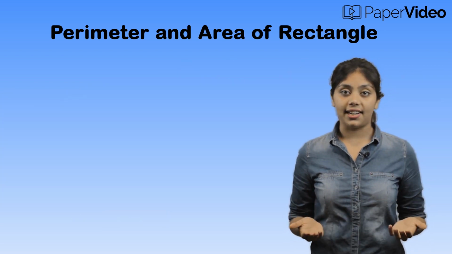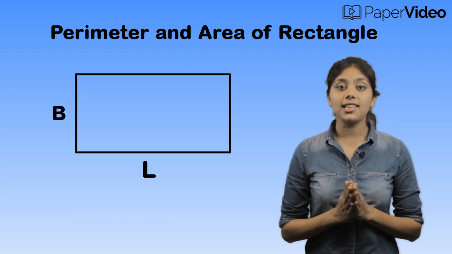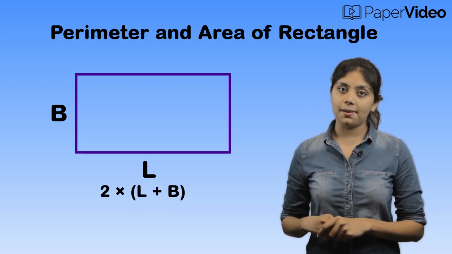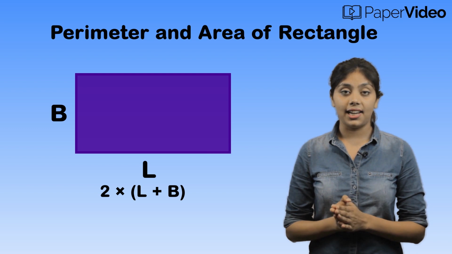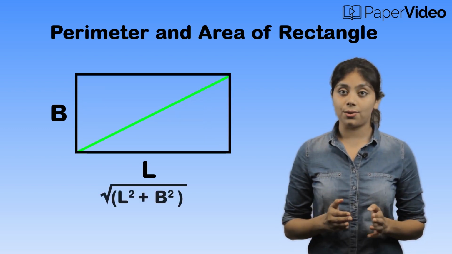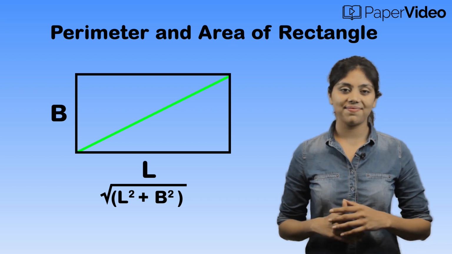Thus, if we have a rectangle whose length is L and breadth is B, then perimeter of rectangle equal to 2 into (L plus B), area of rectangle equal to L into B, and length of its diagonal equal to square root of L square plus B square.